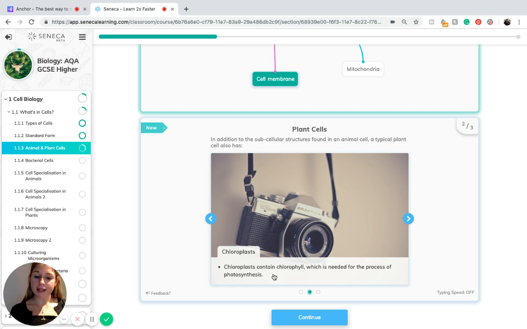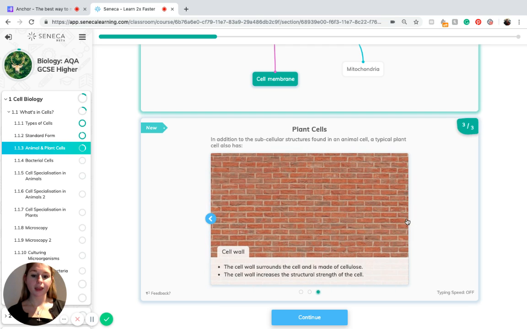Chloroplasts. Chloroplasts contain chlorophyll, which is needed for the process of photosynthesis. And the cell wall. This surrounds the cell and is made of cellulose. The cell wall increases the structural strength of the cell.